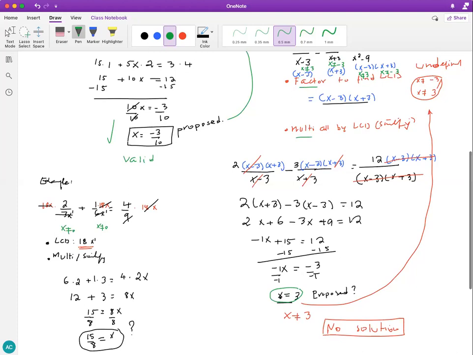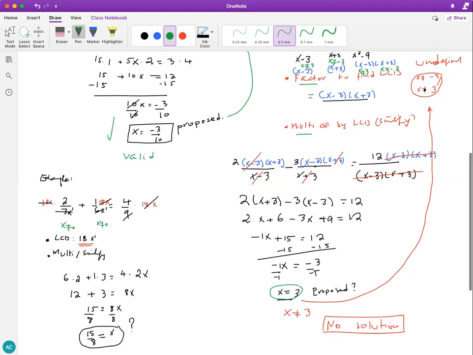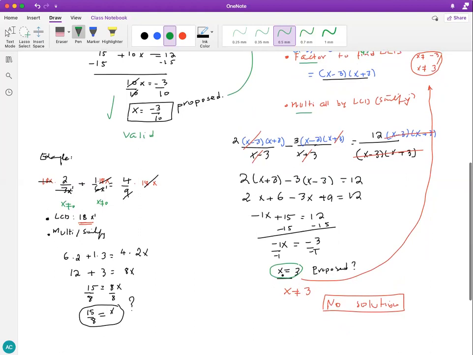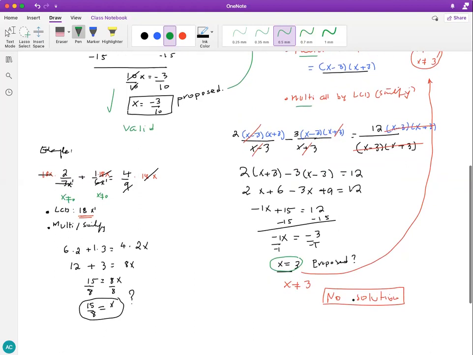So after you solve, you check your solution. It cannot be one of these. If it's one of these, then these are not allowed. Undefined, we can't use them. That's why we rejected this solution. We didn't take it because it's one of the undefined values. Undefined values means the values you can't use here for the equation. So we rejected this and we get no solution.